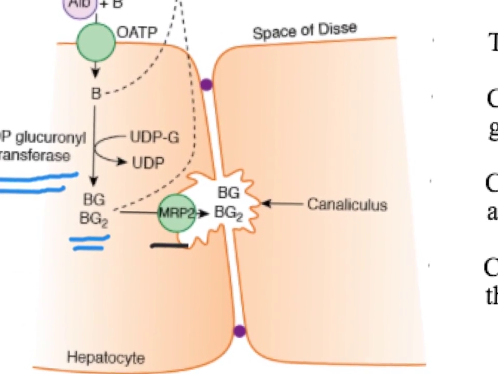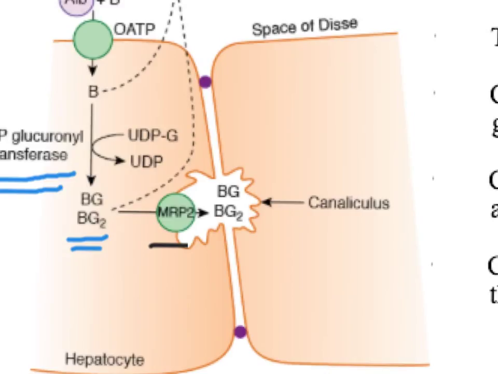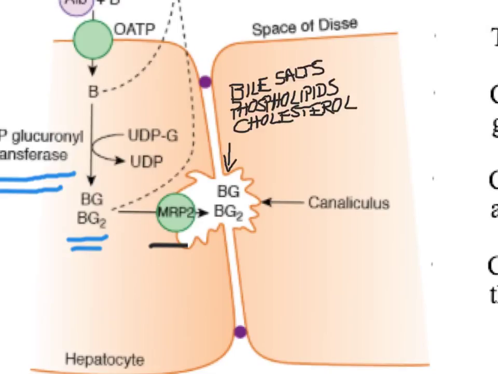This small region of membrane between the hepatocytes forms a canaliculus, and this is the apical membrane right here of the hepatocyte. Bile salts, phospholipids, and cholesterol are also secreted across this apical membrane into the canaliculus and play an important role in the emulsification and absorption of lipids from the diet.